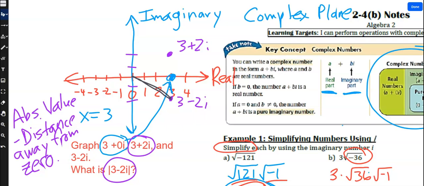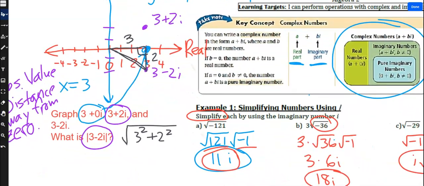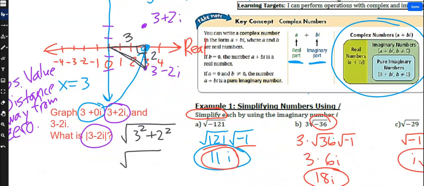Is that really 3? No, it is not. How do we find it? Well, geometry fans, I've got one side of that triangle, which is length 3, and one side of the triangle, which is length 2. How do I find the hypotenuse of a right triangle? That's right, folks, the Pythagorean theorem. A squared plus b squared, and then I take the square root. In this case, that's 9 plus 4, which is 13. So the distance is the square root of 13.